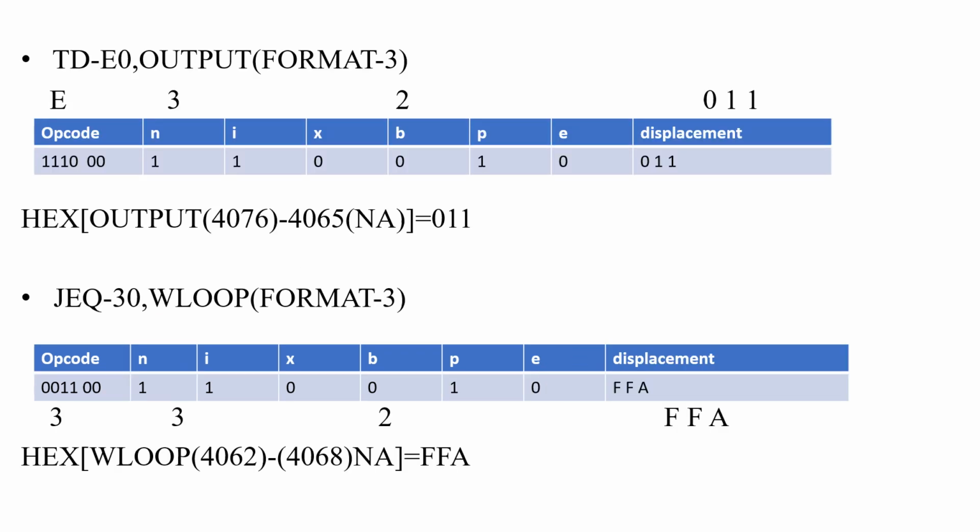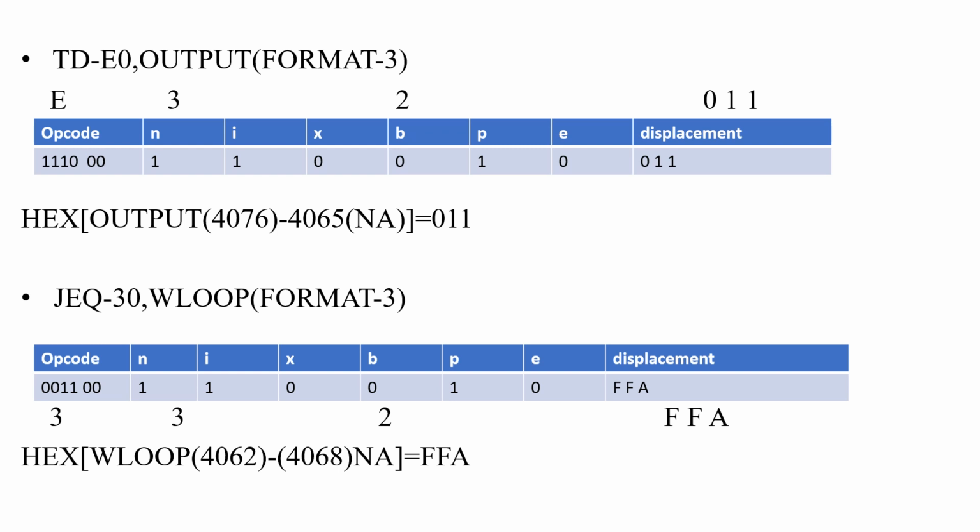And then next, moving to the next opcode, that is TD output, which is of type format 3. Here the value of TD is E0 and the output value is 4076. The initial 4 bits of the opcode are written as the binary value of E, that is 1110, and the next value of 0 is written in 2-bit form. As there is no plus or any other symbol, the N and I value is 11, and the index register is 0, the base register is 0.